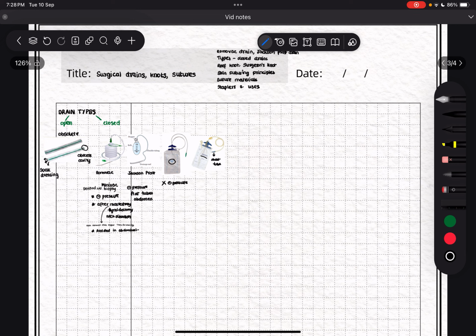Now we are going to go into the knots. Now knots have the following types. Square or reef knot, which is the most basic knot, and there is granny's knot. There is a small difference between the square knot and the granny's knot, and there is another knot which is the surgeon's knot. The surgeon's knot is the one which doctors or interns usually use.